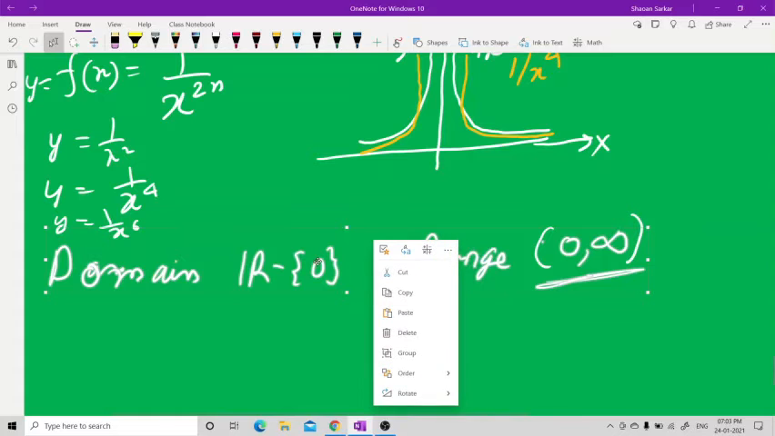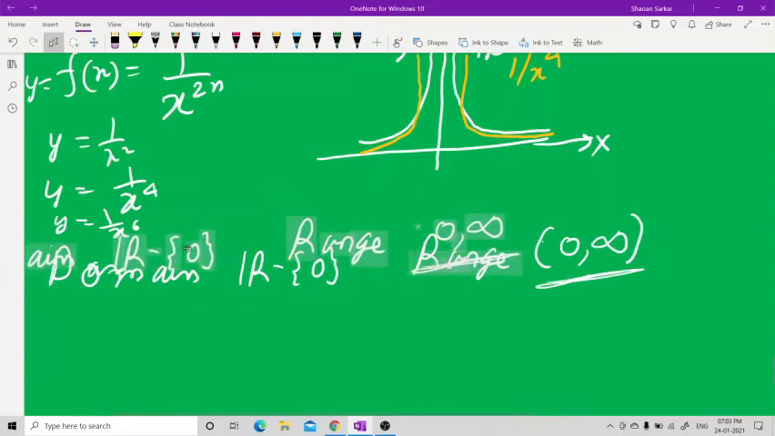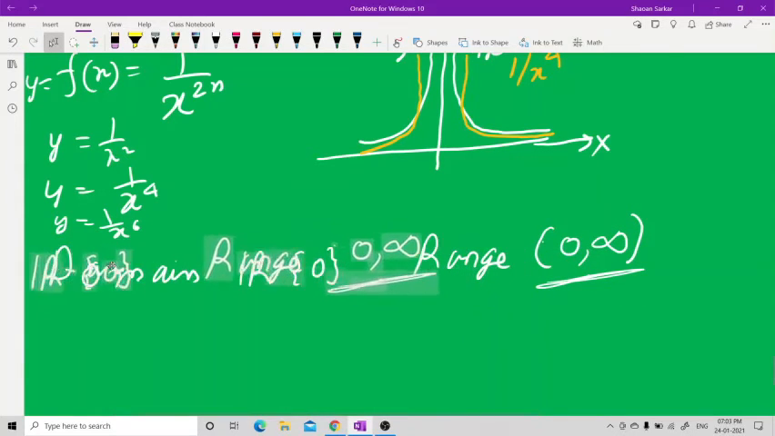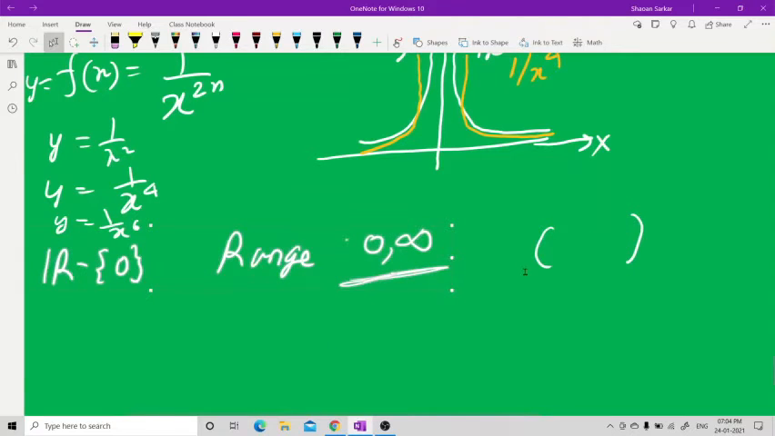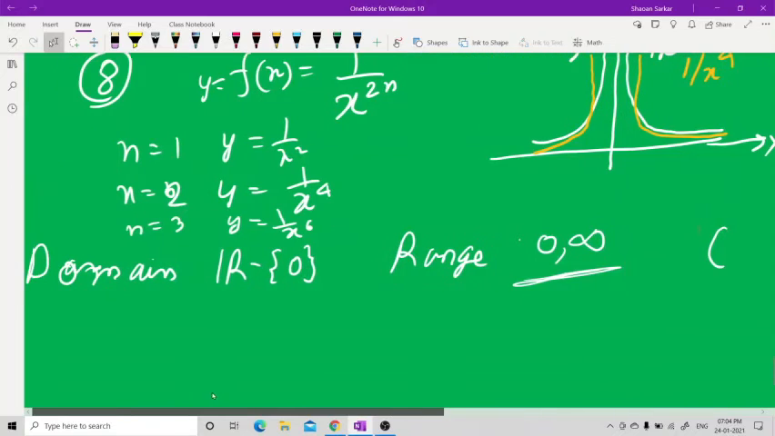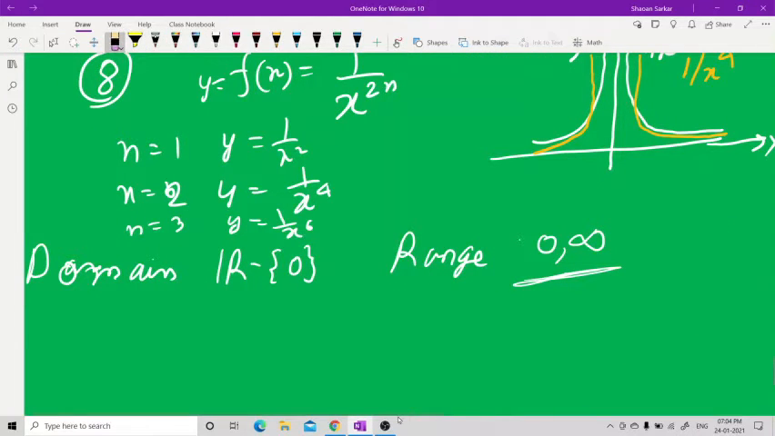Wait. Let me take it this side. Wait. Just a minute. Let me take it this side. Let me rub this, and let me put this together. This is the open interval.